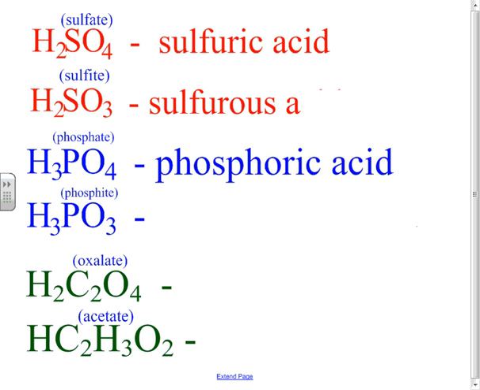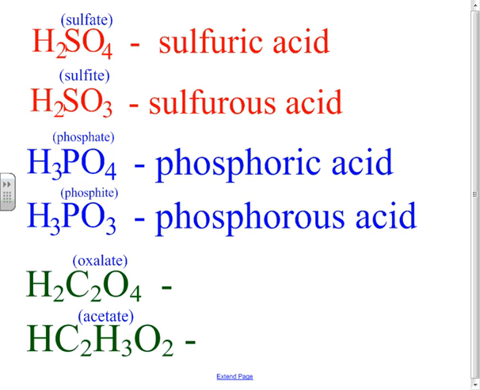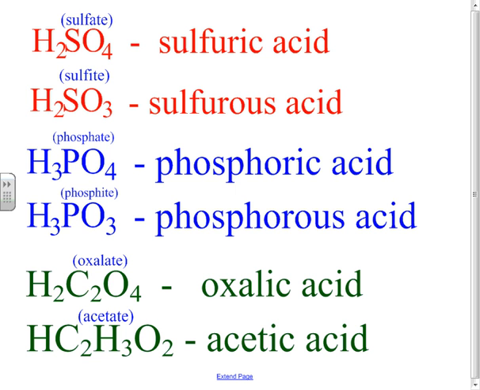Hydrogen in the phosphate becomes phosphoric. Hydrogen in the phosphite becomes phosphorus. Hydrogen in the oxalate, again ending in ATE, becomes oxalic acid, ending in "ic". And the acetate, again note the ate is going to end in "ic", and so that becomes acetic acid. So all ates become "ics", all ites become "us" in terms of the names of the acid.